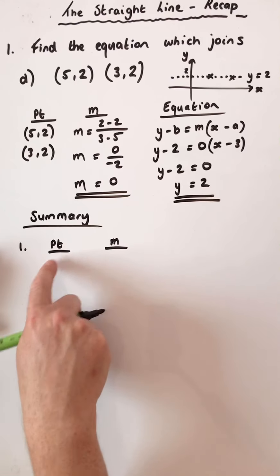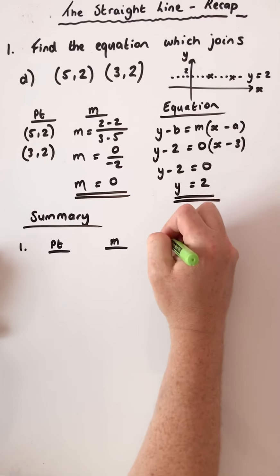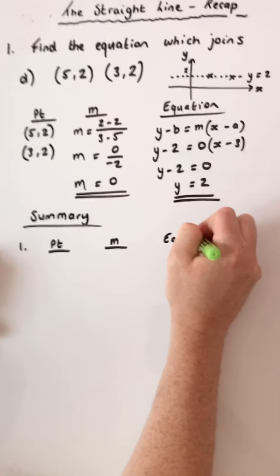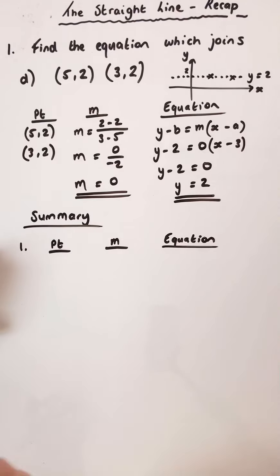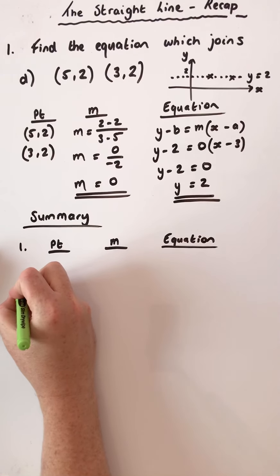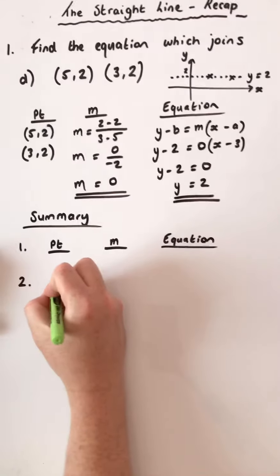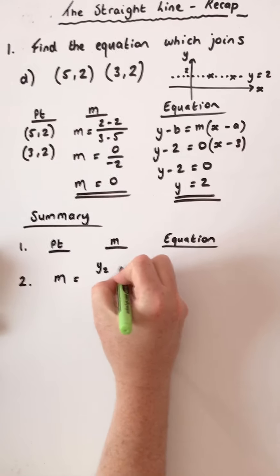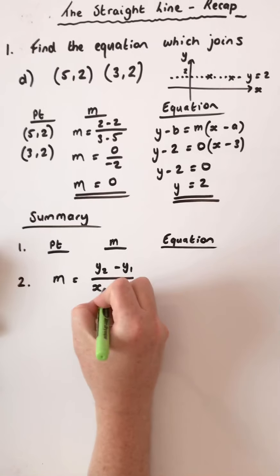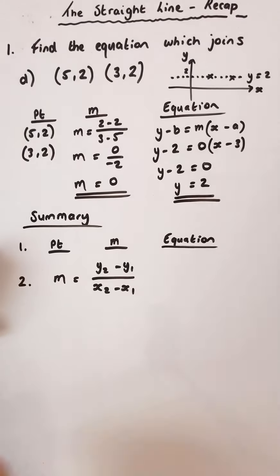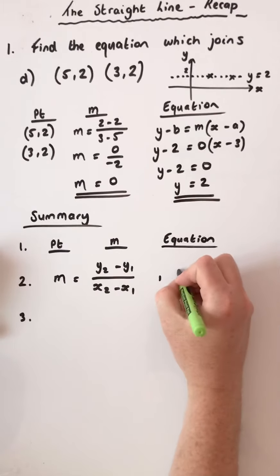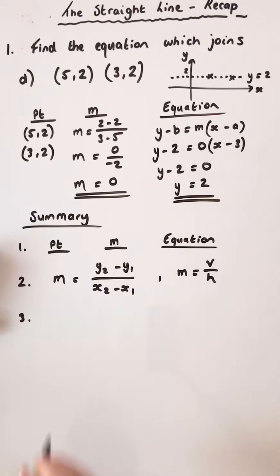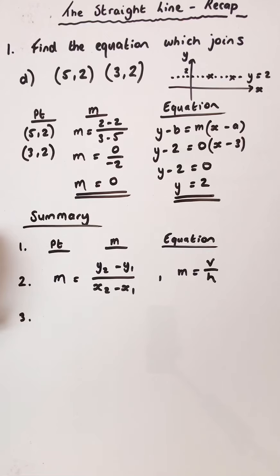Right, if you don't have a point, do you have 2 points? Okay, so sometimes you're given a point and the gradient, sometimes you have to do something with it. Right, I'll come to that later on. You know your gradient: y2 minus y1 over x2 minus x1. Okay. What else do you know? Gradient is also the vertical over the horizontal.